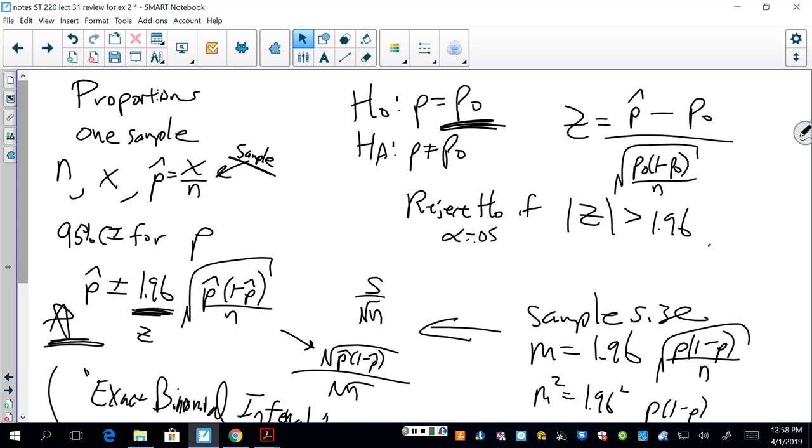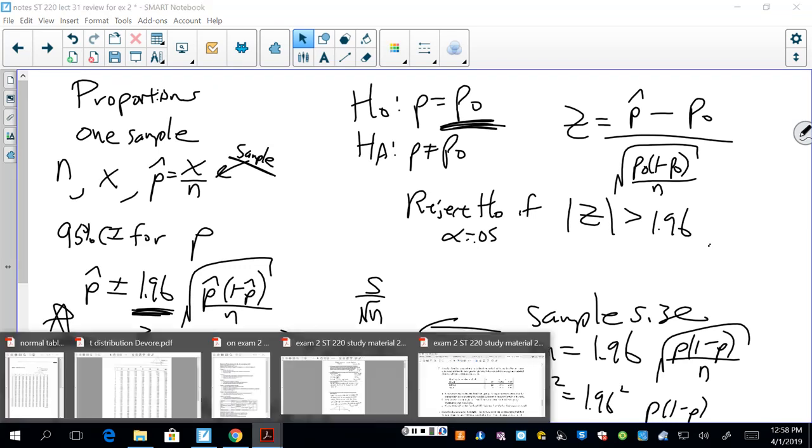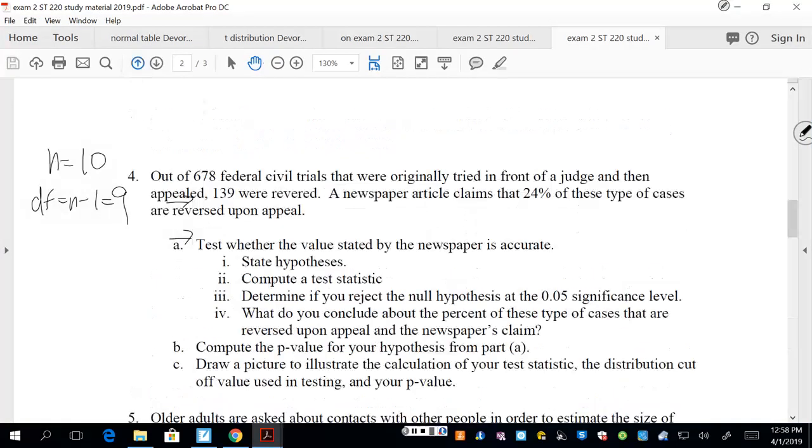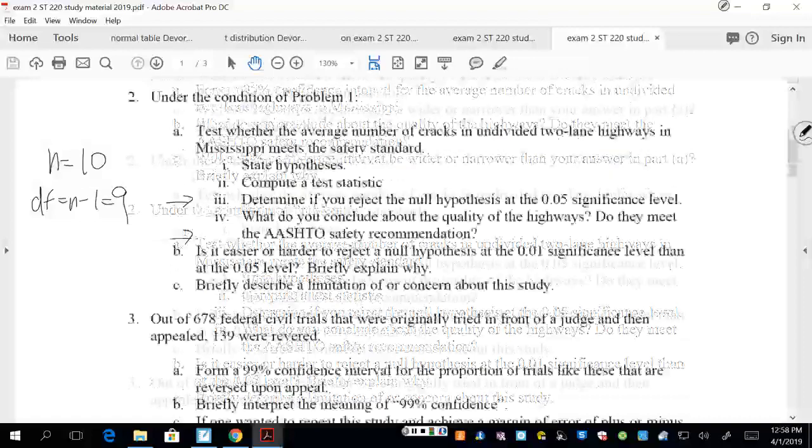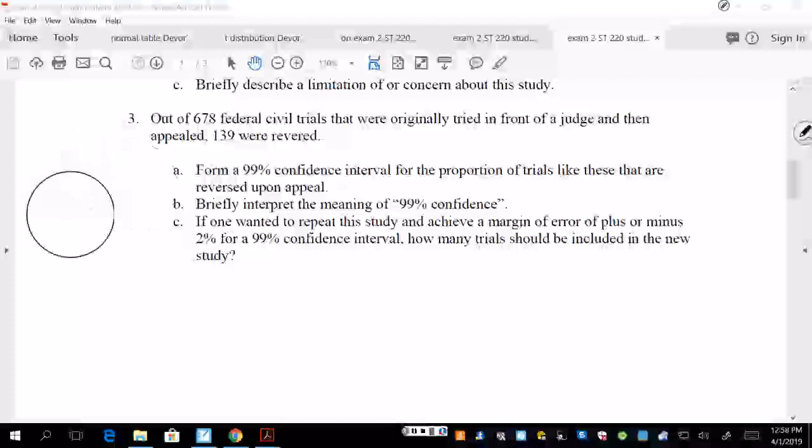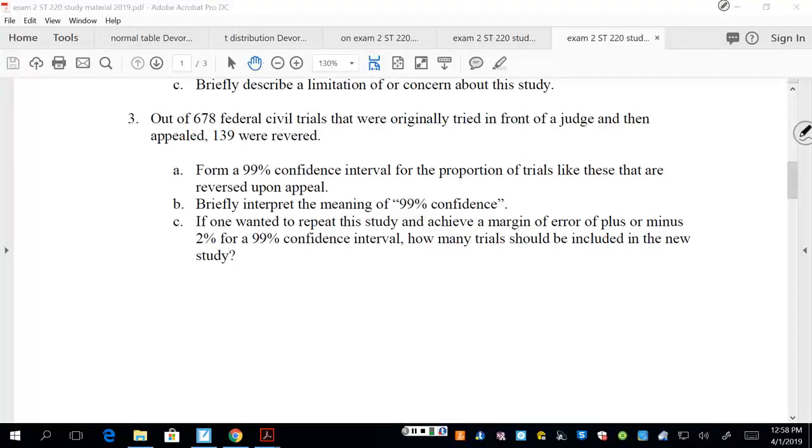So there's that question 3 that you were asking about. That had some of these on here. 678 federal civil trials recently tried in front of a judge and then appealed, 139 versus. Form a confidence interval or do a hypothesis test about this situation. So that's all it has to tell you, right? It tells you n, it tells you x. So p hat in this case is going to be the 139 out of 678.